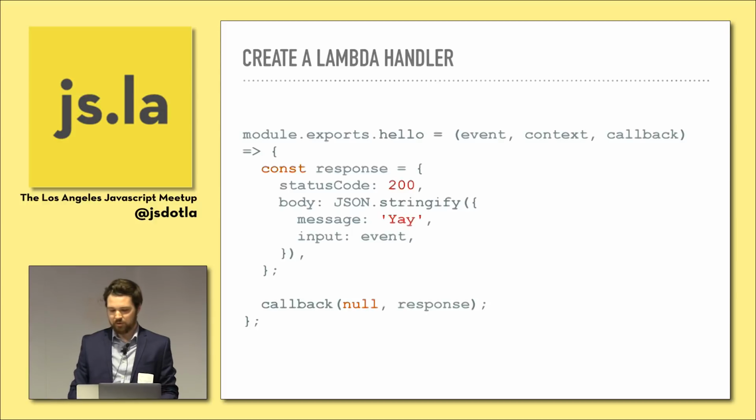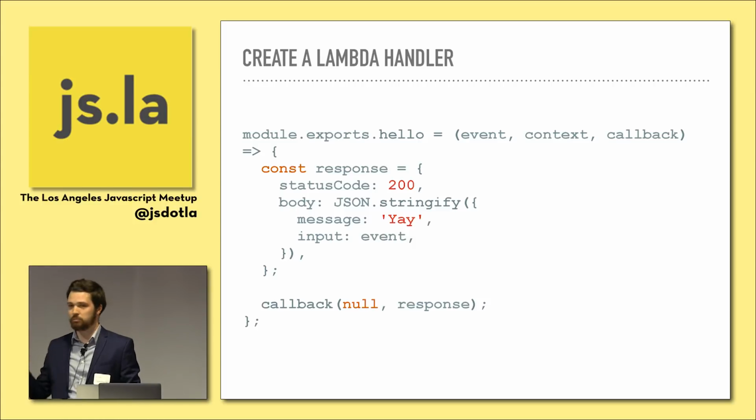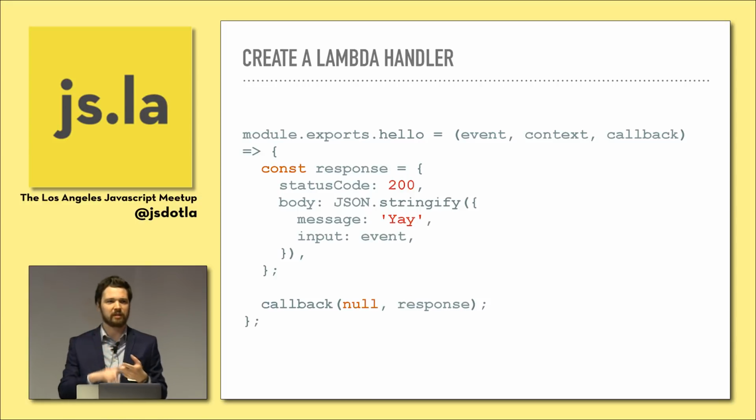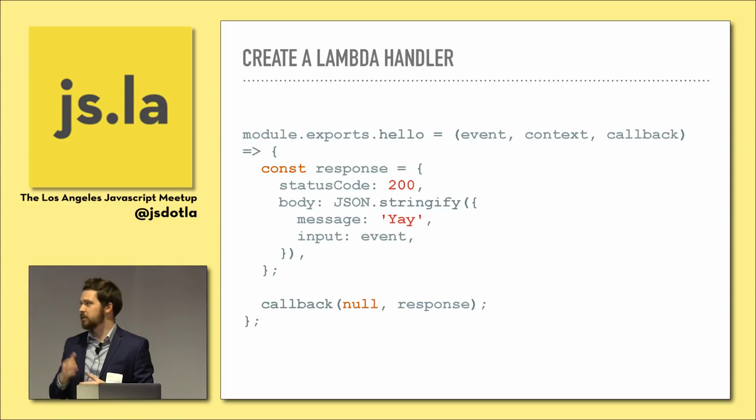All right, so how are we going to do this? Real simple. It all comes down to writing your handlers. So every function has a handler, which is a function. You get event, context, and callback. You do what your function needs to do, create users or send emails or whatever it needs to do. And then you construct your response. You set your status code, body, and then you call the callback.